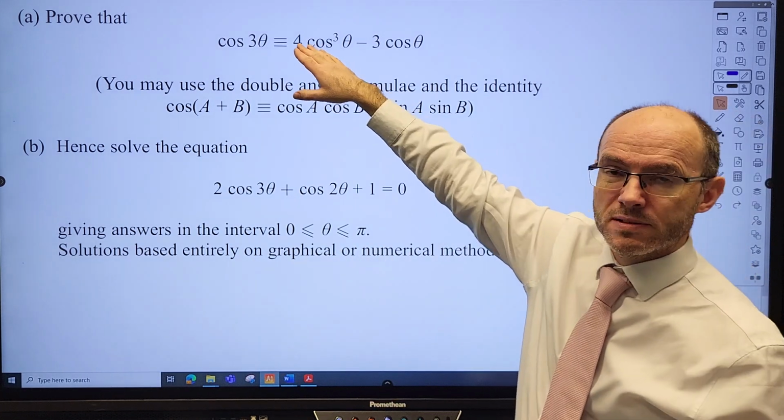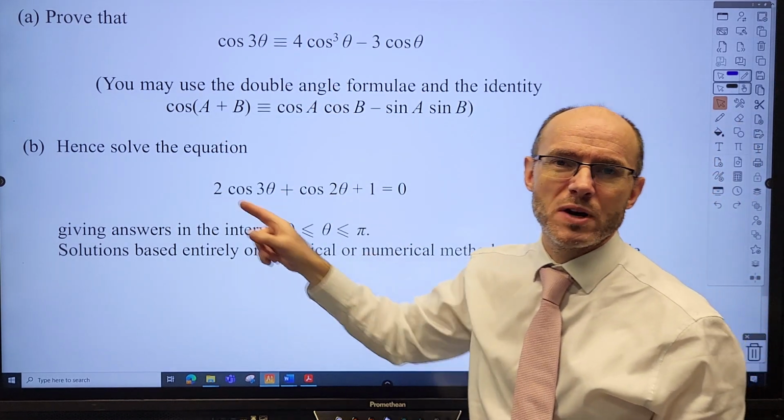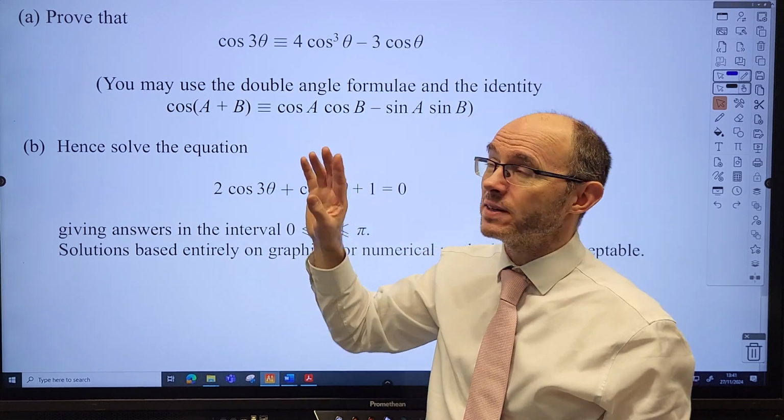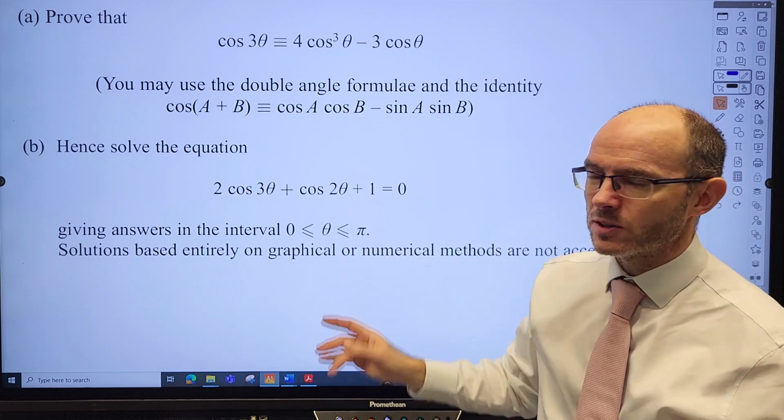So I'm going to work through that and then I'm going to do part B where it says hence use that result. That's effectively what the hence means, isn't it? I just filled in the use that result because that's what hence means. Solve the equation with this. So I'm going to do that in 2 steps.